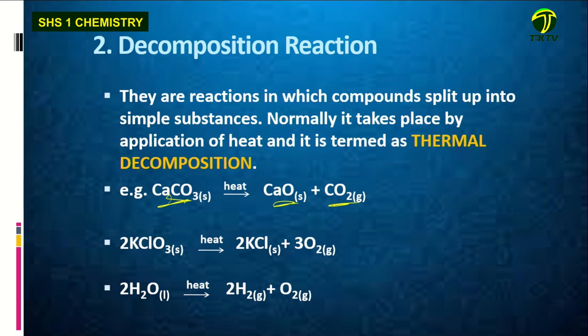When we take potassium chlorate and we heat, it will break to give us potassium chloride and oxygen gas. That is also a decomposition, which is thermal. If you have water and we heat, it will give us hydrogen and oxygen. So these reactions are thermal decomposition reactions. And let's look at other reactions.